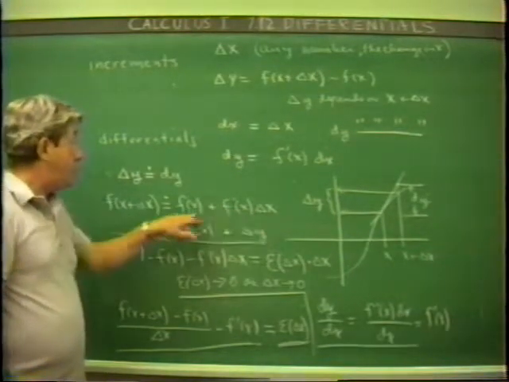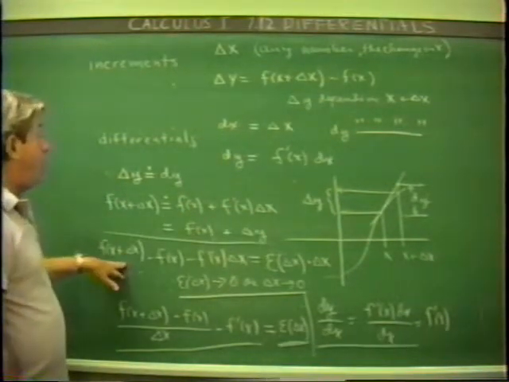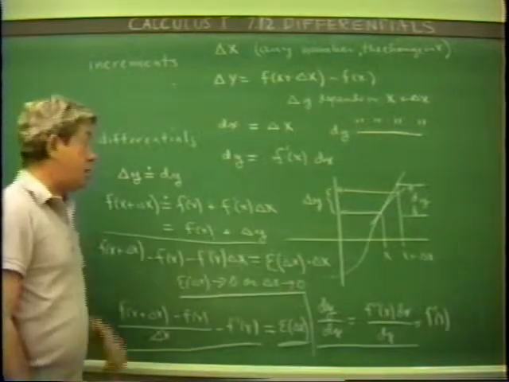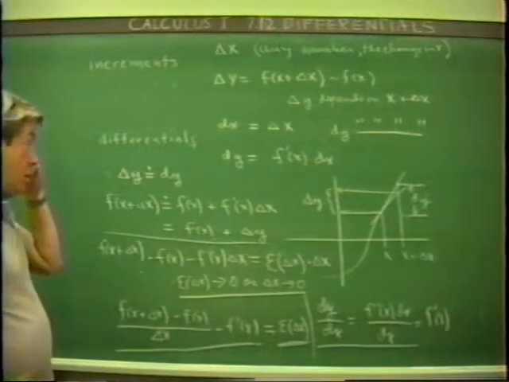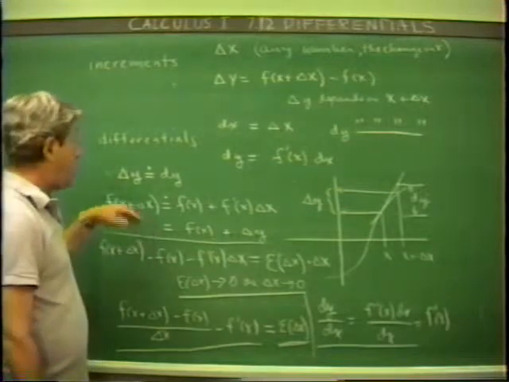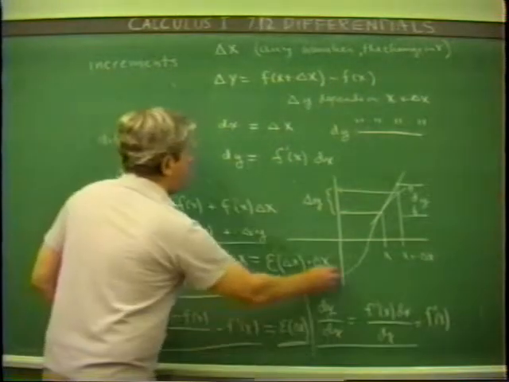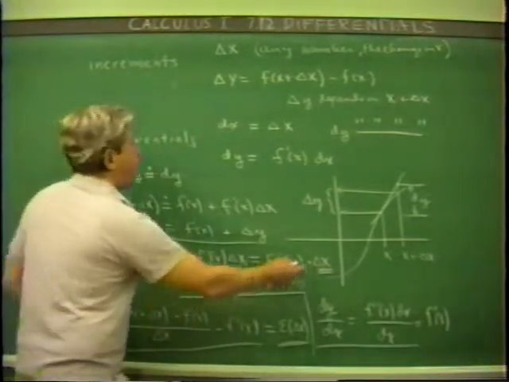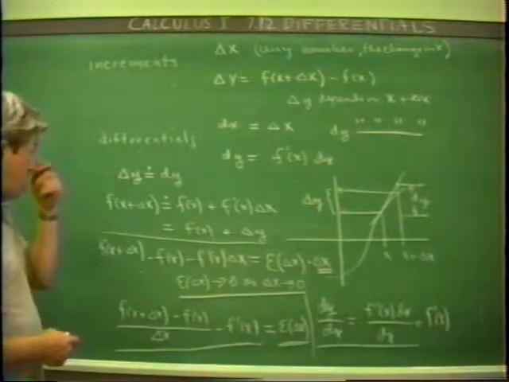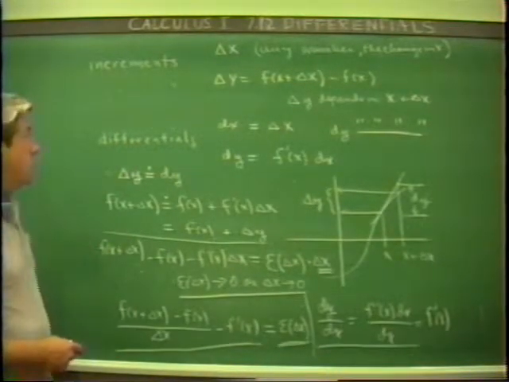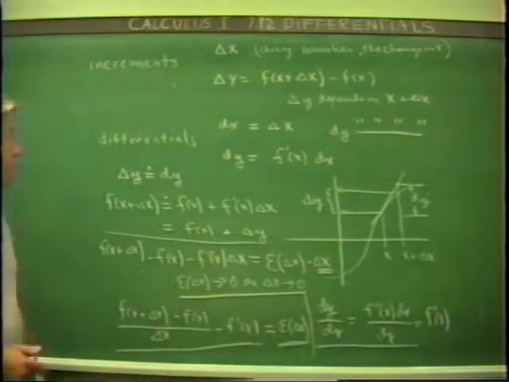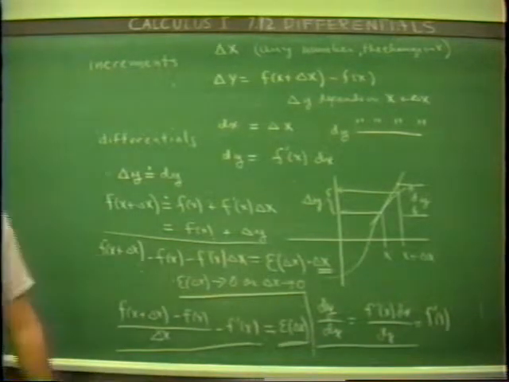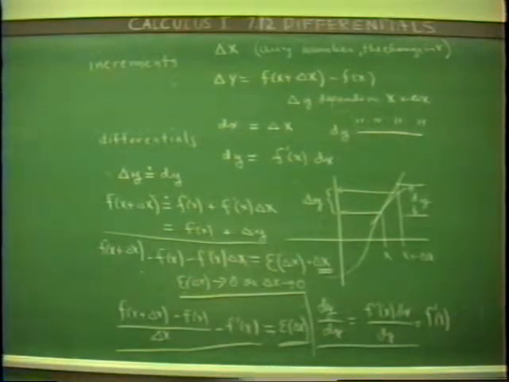So the approximation, f of x plus delta x approximately equal to f prime of x delta x plus f of x, is a very good one for small delta x. It not only gets close, but it gets so close that if you divide by delta x, the resulting quantity still approaches 0. Okay. We'll look at a couple of applications of this next.